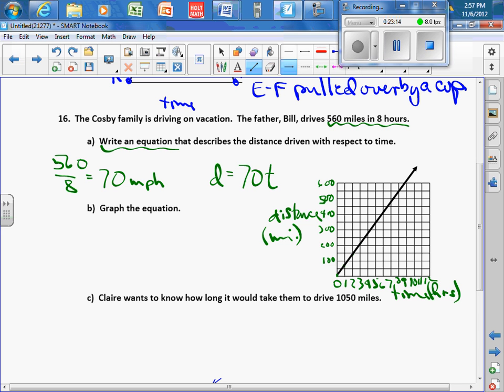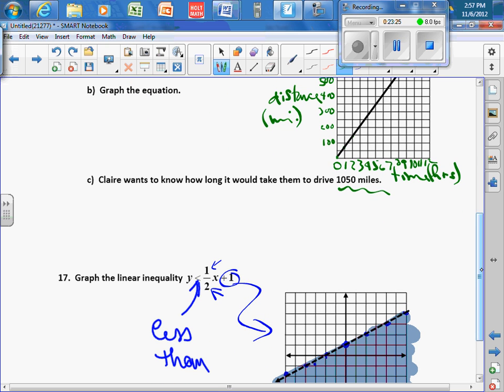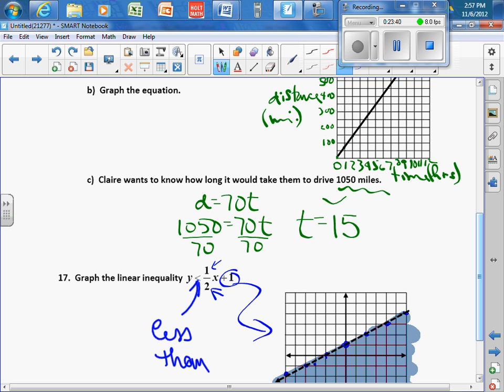How long would it take to go 1,050 miles? Well, we don't have 1,050 graphed on our graph, so we're going to have to figure this out arithmetically. So we have d is equal to 70t. We put 1,050 in for the distance, divide by 70, and we get t is equal to 15.